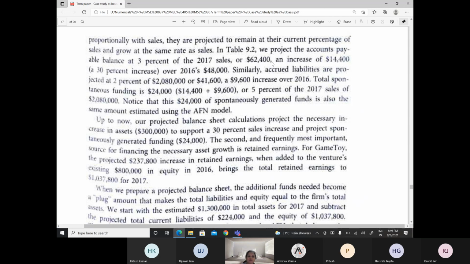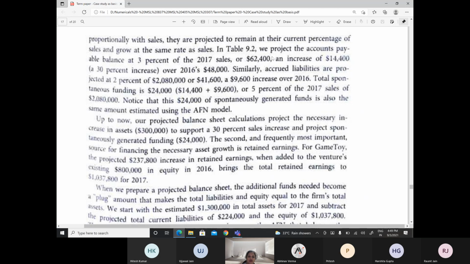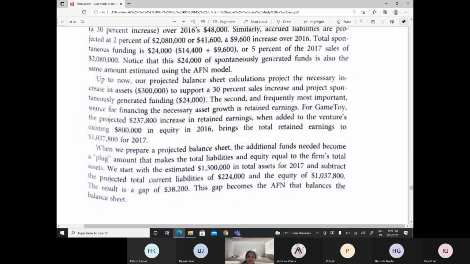So for Game Toy, the projected 237,800 increase in retained earnings, when added to the venture's existing 800,000 in equity in 2016, brings the total retained earnings to 1.0378 million for 2017.